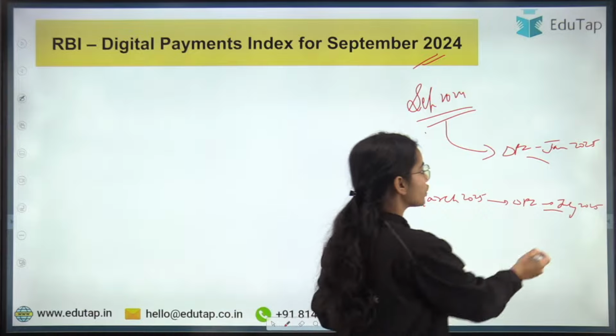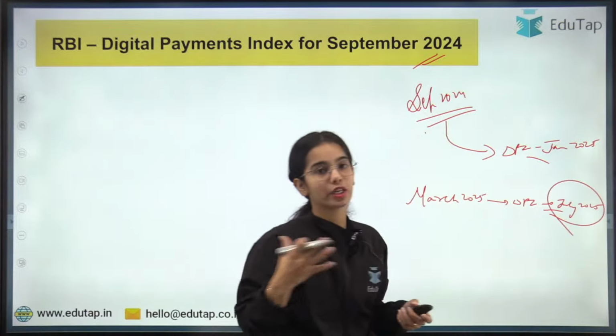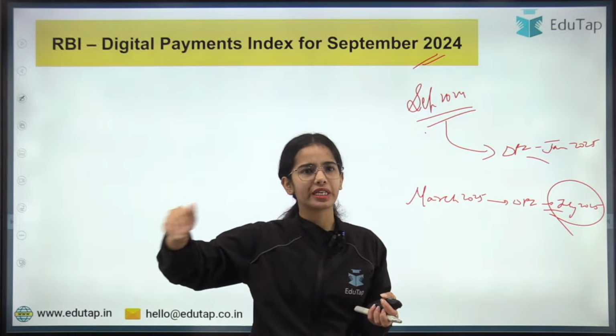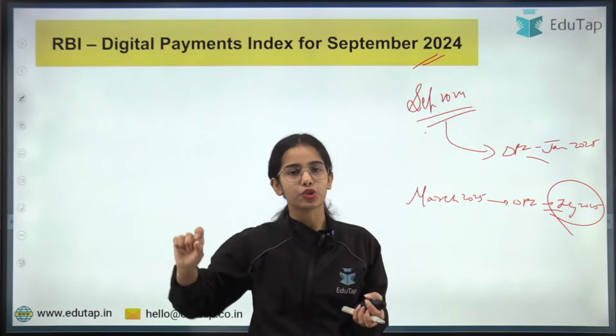Okay, now if your examination is happening in July particularly, the Digital Payment Index is released in late July, 28th, 29th, 30th and such.